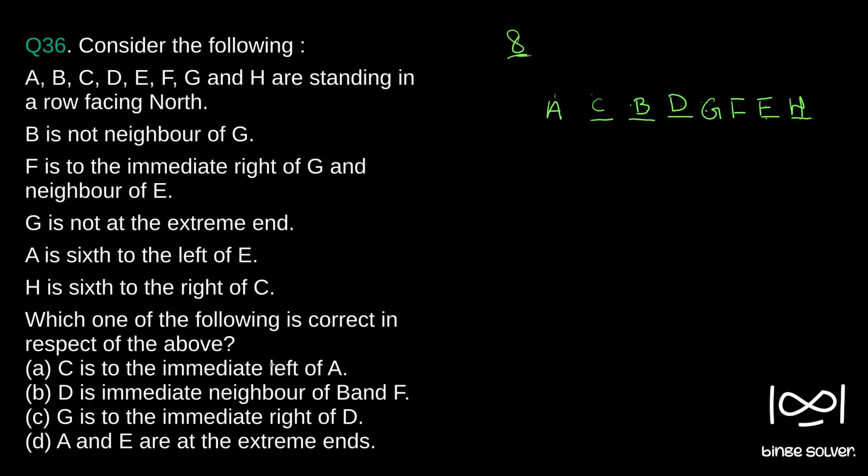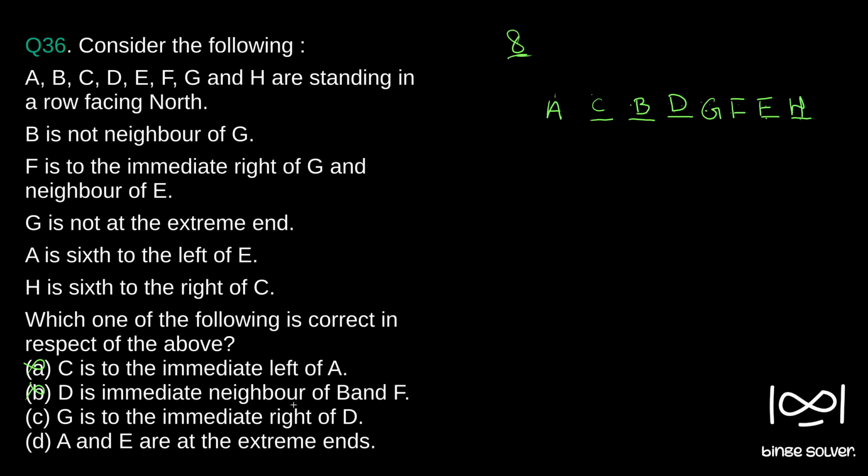C is to the immediate left of A. C is to the immediate right of A, not left of A. So that is false. D is immediate neighbor of B and F. D is immediate neighbor of B and G, not B and F. So that is also false.